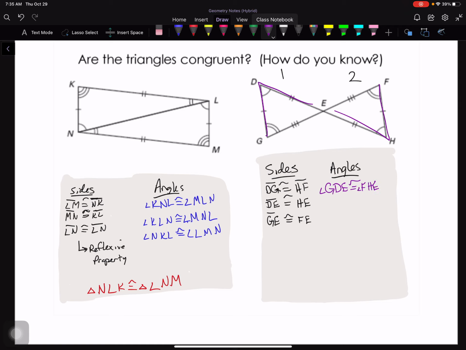Should have the little angle symbol in there. Okay, so that takes care of my one arc and the second arc. So we can go DGE is congruent to angle. So I went from 1 to 2 to E. So HFE.